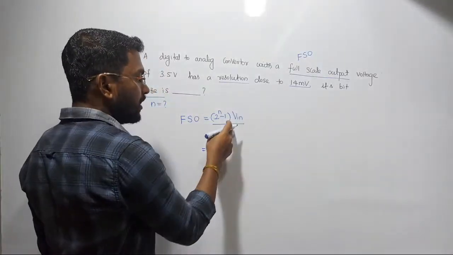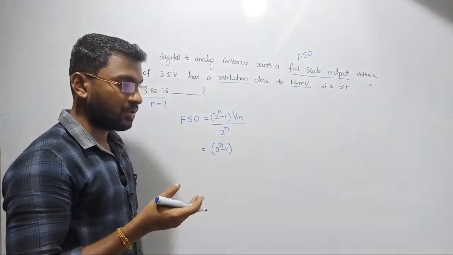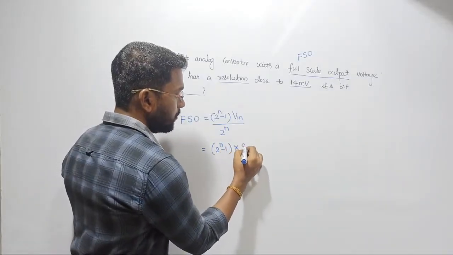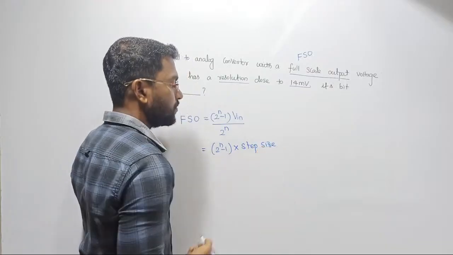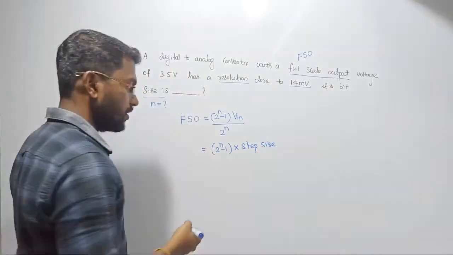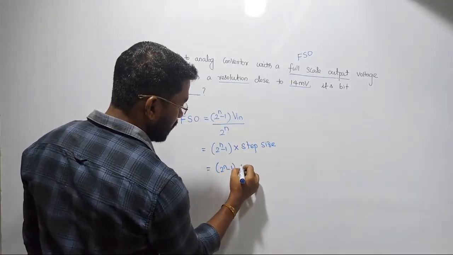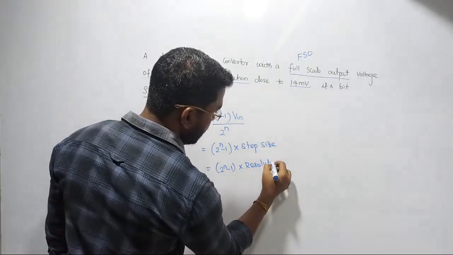But input voltage upon 2 power n is simply considered as a step size or resolution or 1 LSB, right? We know all these things, right? So it can be replaced by a step size. Do you all agree with me? Of course, instead of step size, you can also consider resolution. That is also correct, right? So we can also consider 2 power n minus 1 times the resolution. Is there any mistake in my conclusion? No, of course it is resolution.